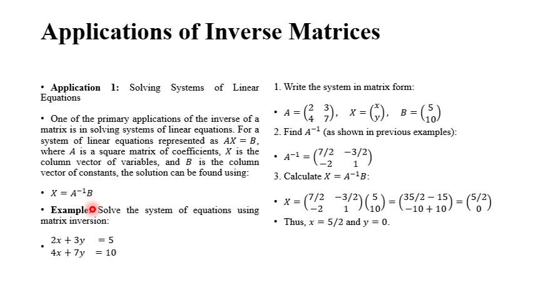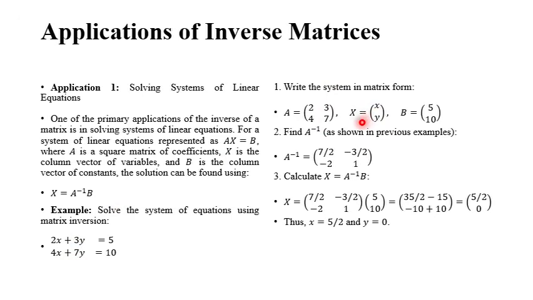All right, let's see an example and solve it. This is a system of linear equations, and I want to solve this problem using matrix inversion. The first step is to write the system of linear equations in the form of a matrix. Your matrix will be the coefficients of x, which are 2 and 4, and the coefficients of y, which are 3 and 7. You've got that written here.